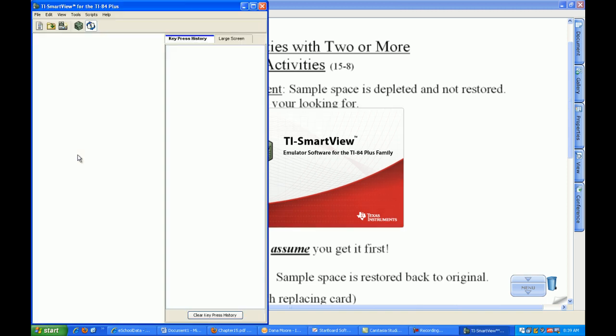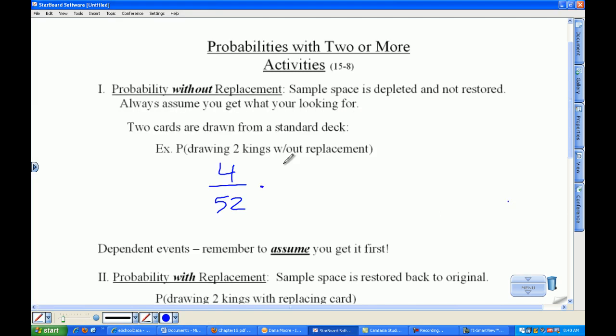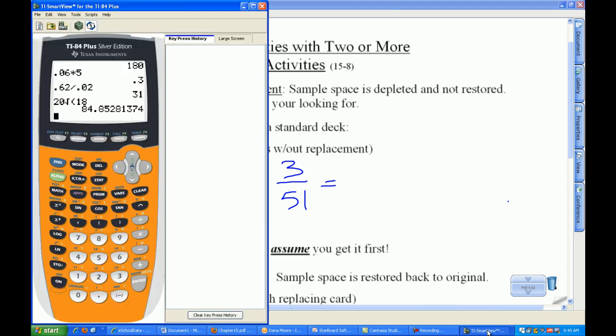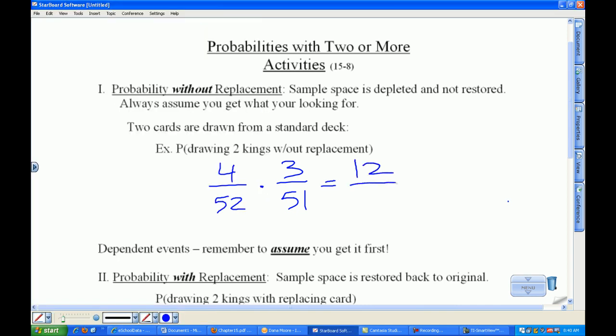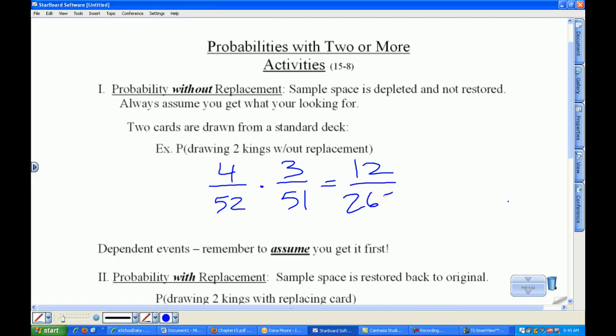There are not 52 cards anymore in here either. That's another thing you have to be aware of. Yes, there are 3 kings, but there are not 52 cards. You've taken a card out, you set it aside. There are 51 cards left in the deck. So you'll notice I loaded up the calculator here. 4 times 3 is 12, so I don't need the calculator for that. But 52 times 51 is a pretty big number. And I get 2652. So 12 over 2652.